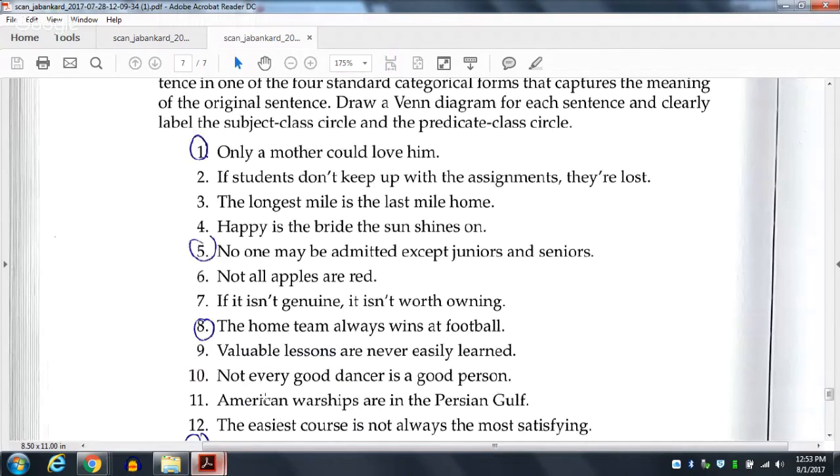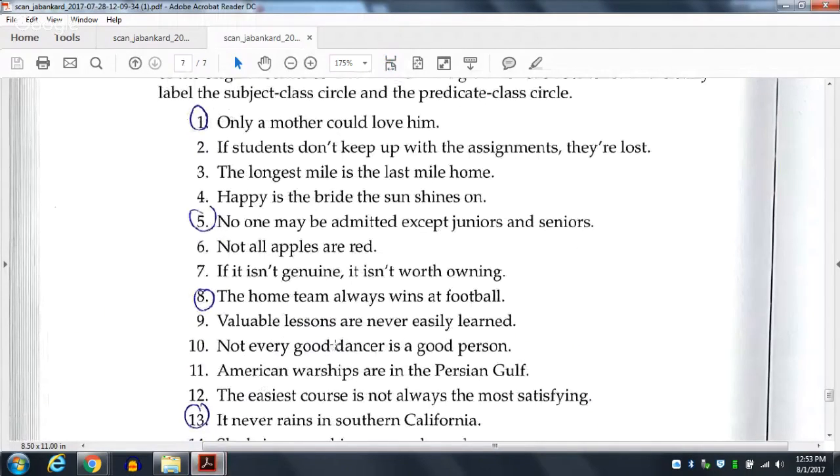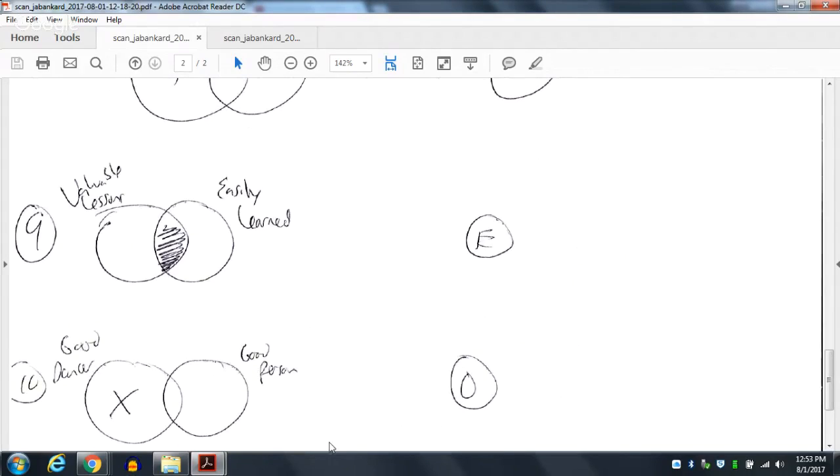Number 9, valuable lessons are never easily learned. So if you're a valuable lesson, you're not easily learned. No valuable lessons are easily learned, right? So we know this is an E claim, right? No valuable lessons are easily learned. So we've got the category of valuable lesson. We've got the category of easily learned.